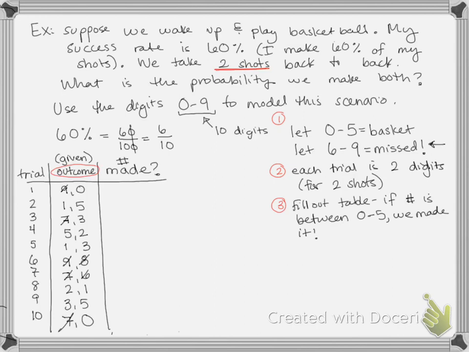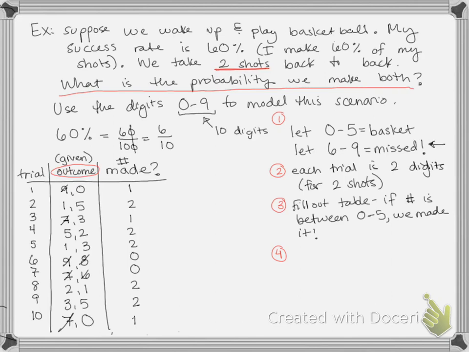And now I'm going to go through and figure out how many shots I made every trial. So here I'd get 1, 2, 1, 2, 2, 0, 0, 2, 2, 1. Okay. And everybody always thinks that I'm finally done with this problem. But at this point, finally, step 4 was to answer the question. And the question being asked of us is, what is the probability we make both?